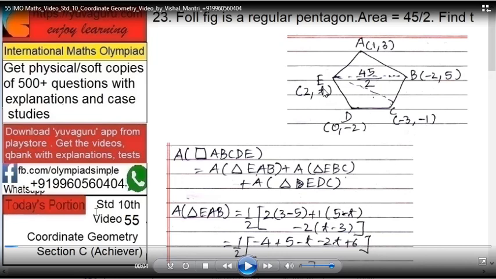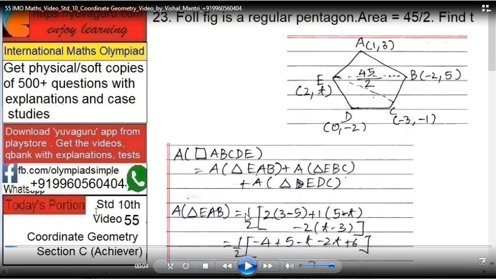Okay. So, what is the area of pentagon ABCDE? Area of triangle EAB plus area of triangle EBC plus area of triangle EDC, right? These three areas, if you add them, you will get the pentagon. So let's find out each one.